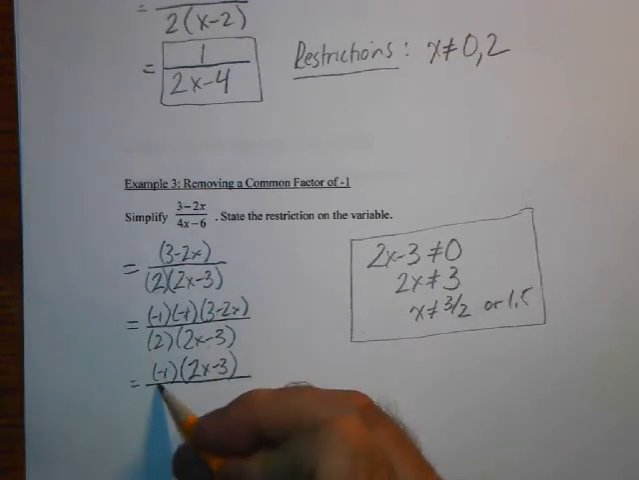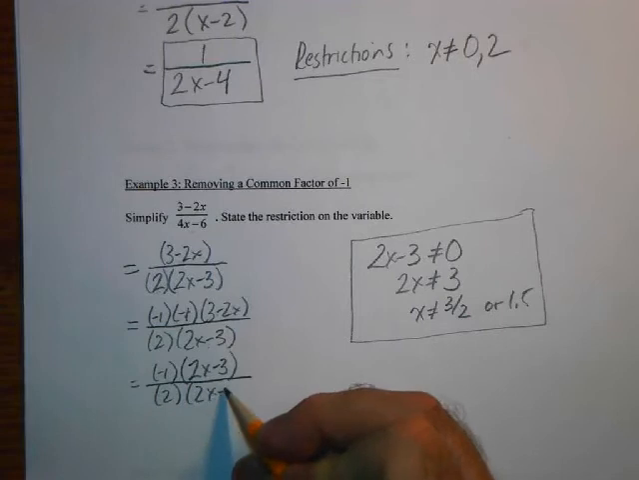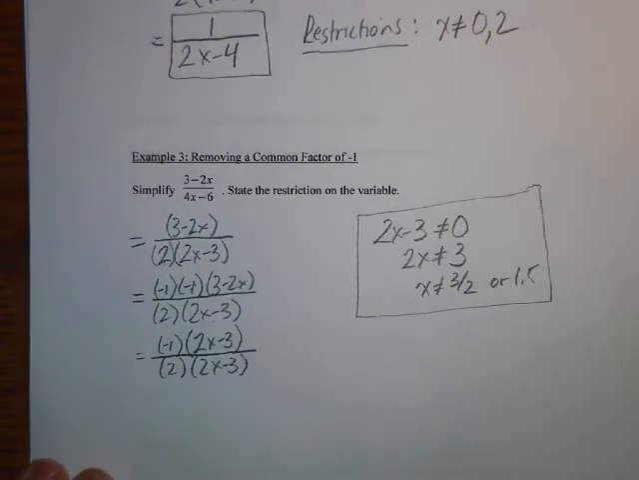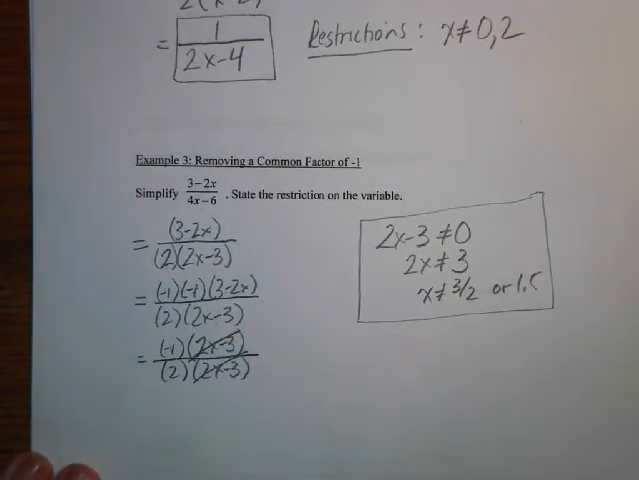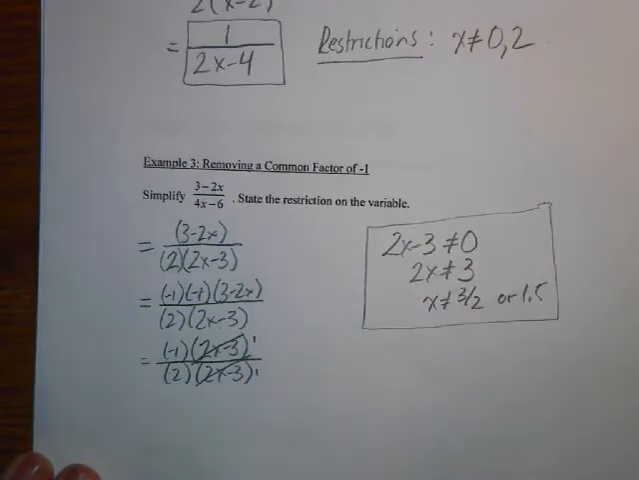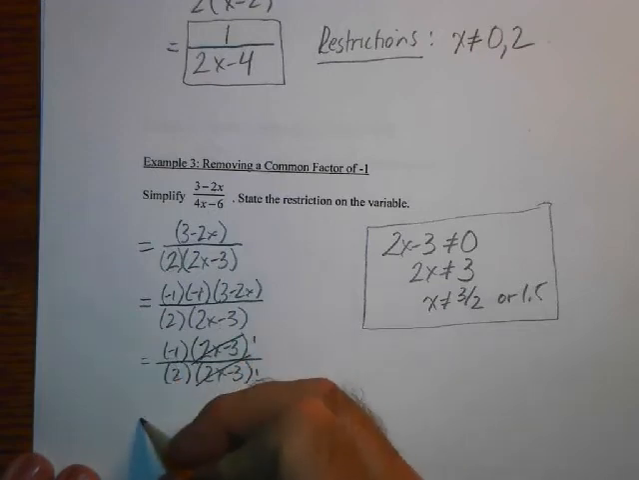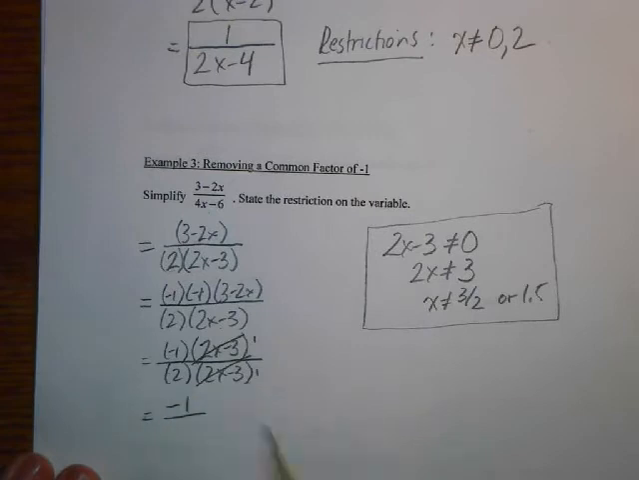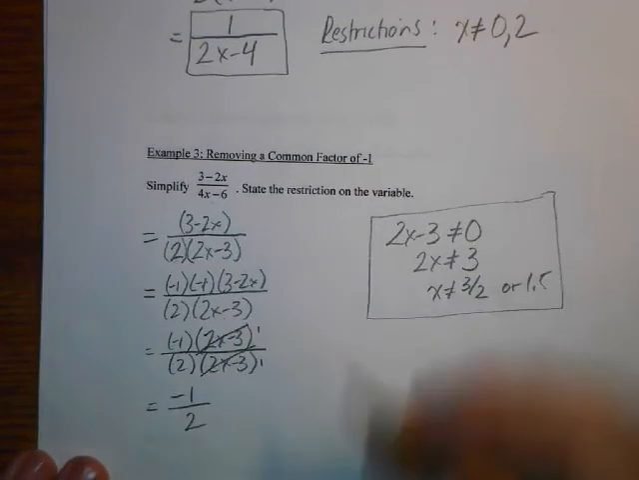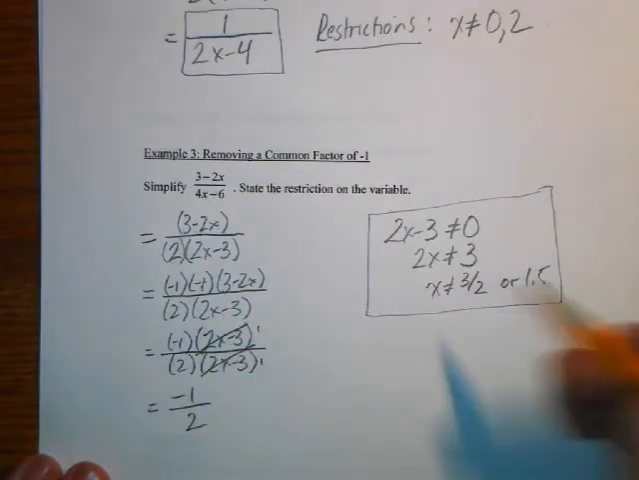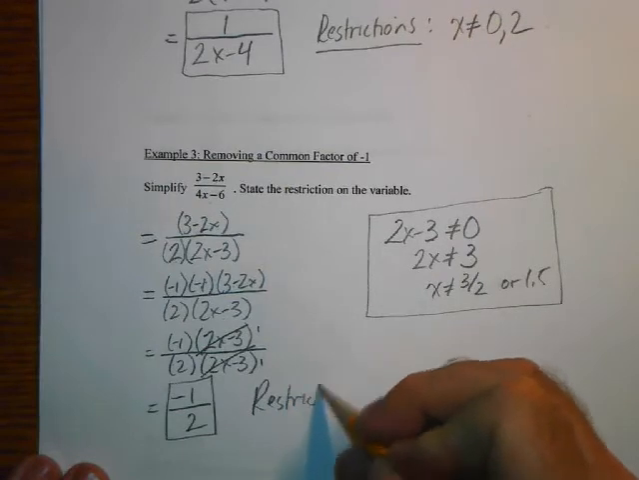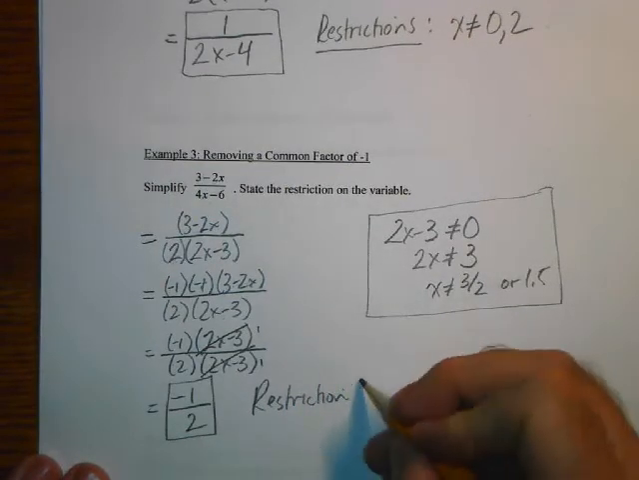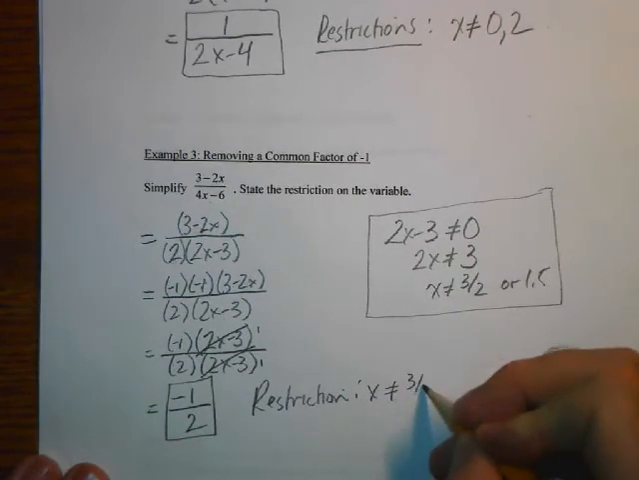And now you can see I have two common factors, top and bottom. 2x minus 3 is for sure the same thing. So I can actually cancel those out completely. I'm left with the 1, but it really doesn't change this. I have -1 times 1 on the top, which is -1, and I have 2 times 1 on the bottom, which is 2. So this actually simplifies to -1/2. And then we add our restriction that x cannot equal 3 halves, which we did the work up here.